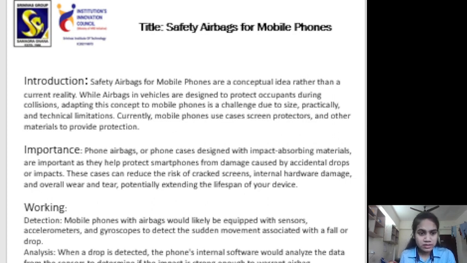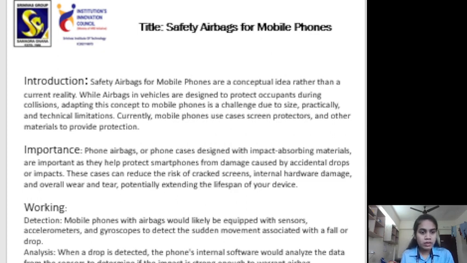Importance of airbags. Phone airbags are phone cases designed with impact-absorbing material to help protect smartphones from damage caused by accidental drops or impacts. These cases can reduce the risk of cracked screens, internal hardware damage, and overall wear and tear, potentially extending the lifespan of your device.